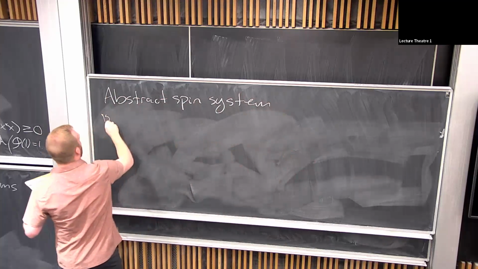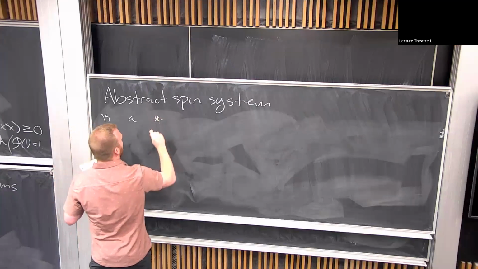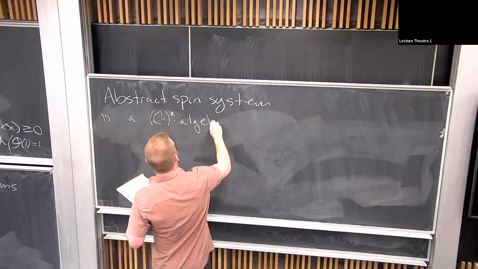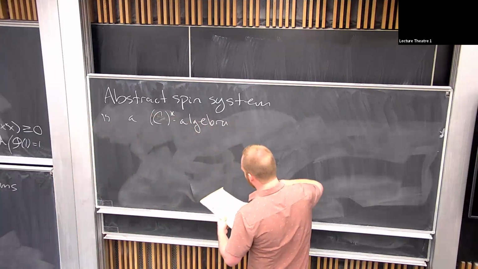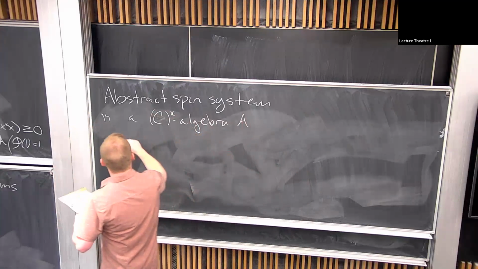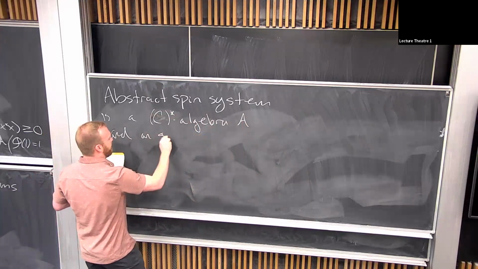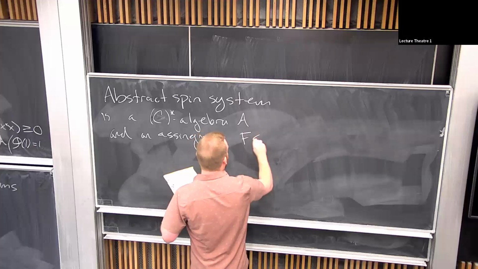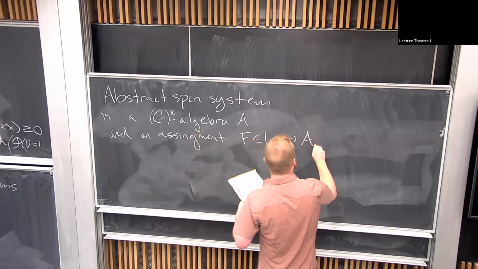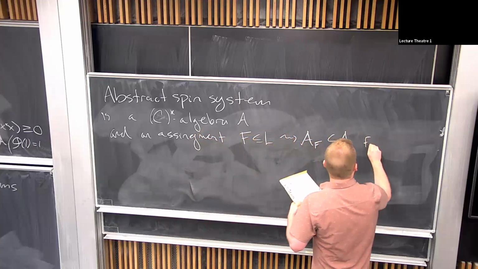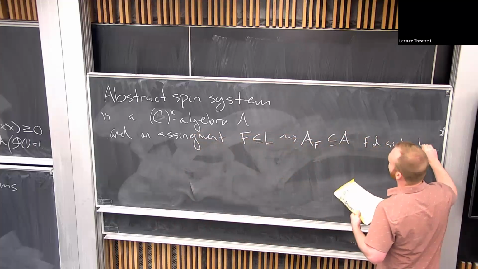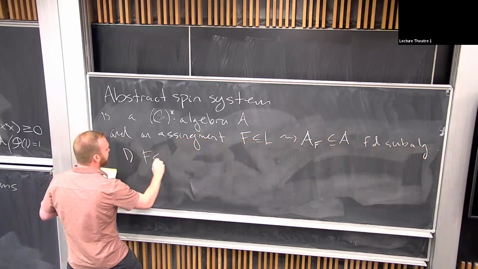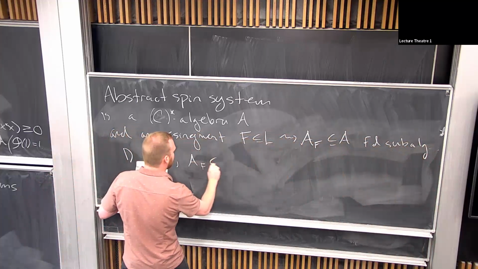It is a C-star algebra, and again, if you don't know what that means, don't worry about it. Just think about associative star algebras, A, and an assignment for every finite subset of L, we're going to get a finite dimensional subalgebra of A, such that the following things hold. One, if F is contained in G, then I should have A_F sits inside A_G.